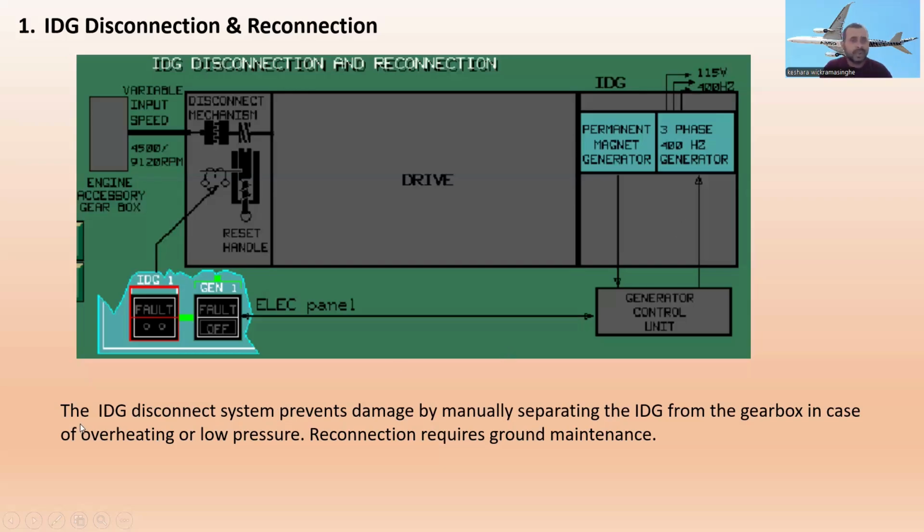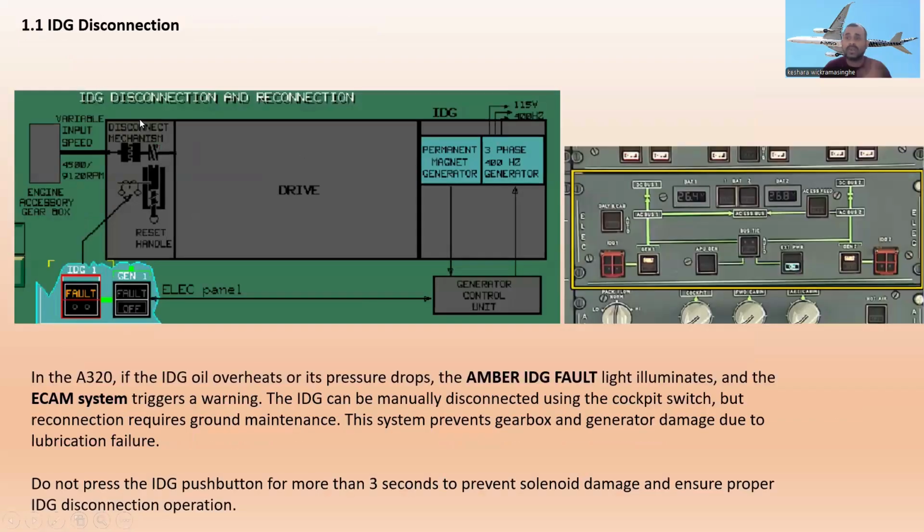The IDG disconnect system prevents damage by manually separating the IDG from the gearbox in case of overheating or low pressure. Reconnection requires ground maintenance. So it is a safety feature. Next, let's look at IDG disconnection: how the IDG is disconnected.